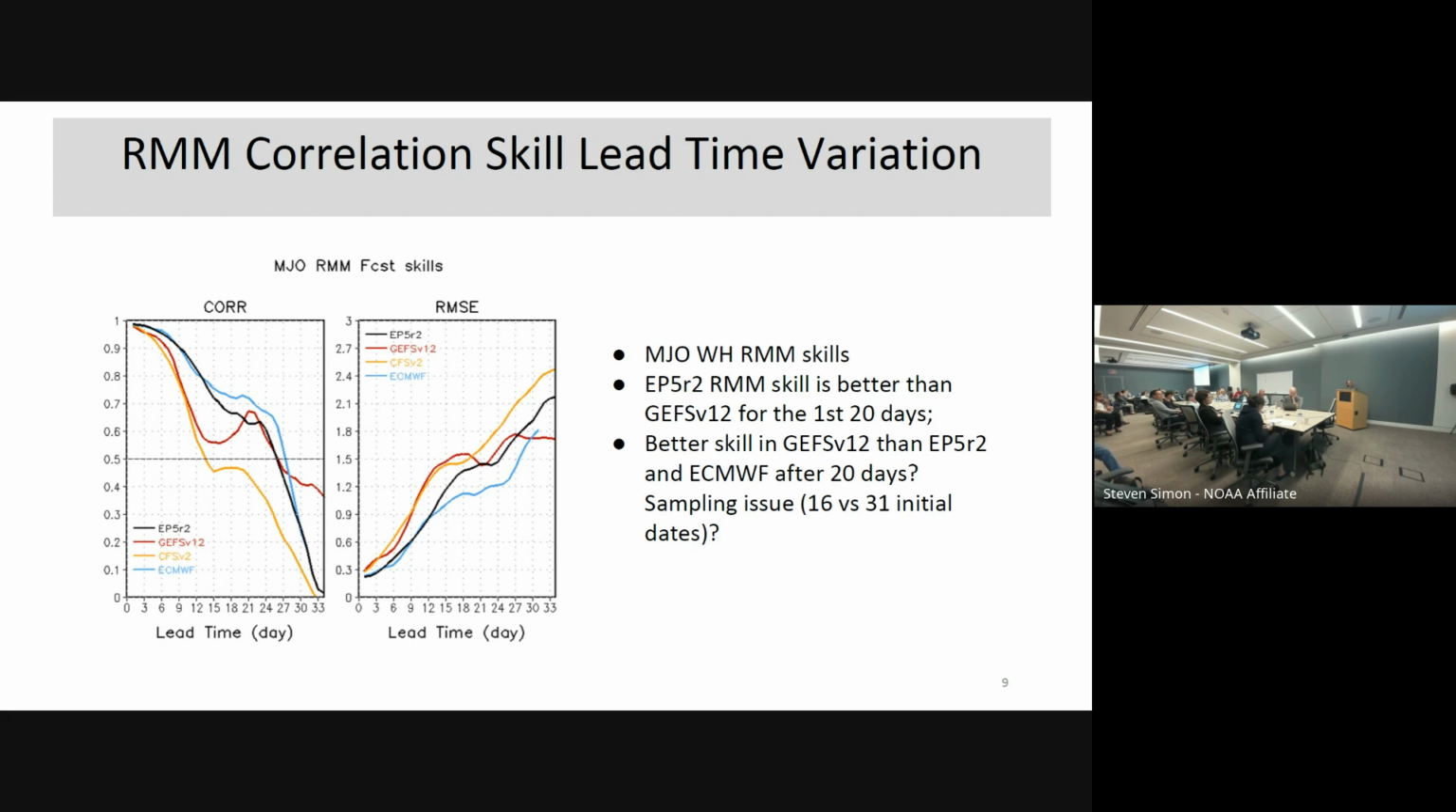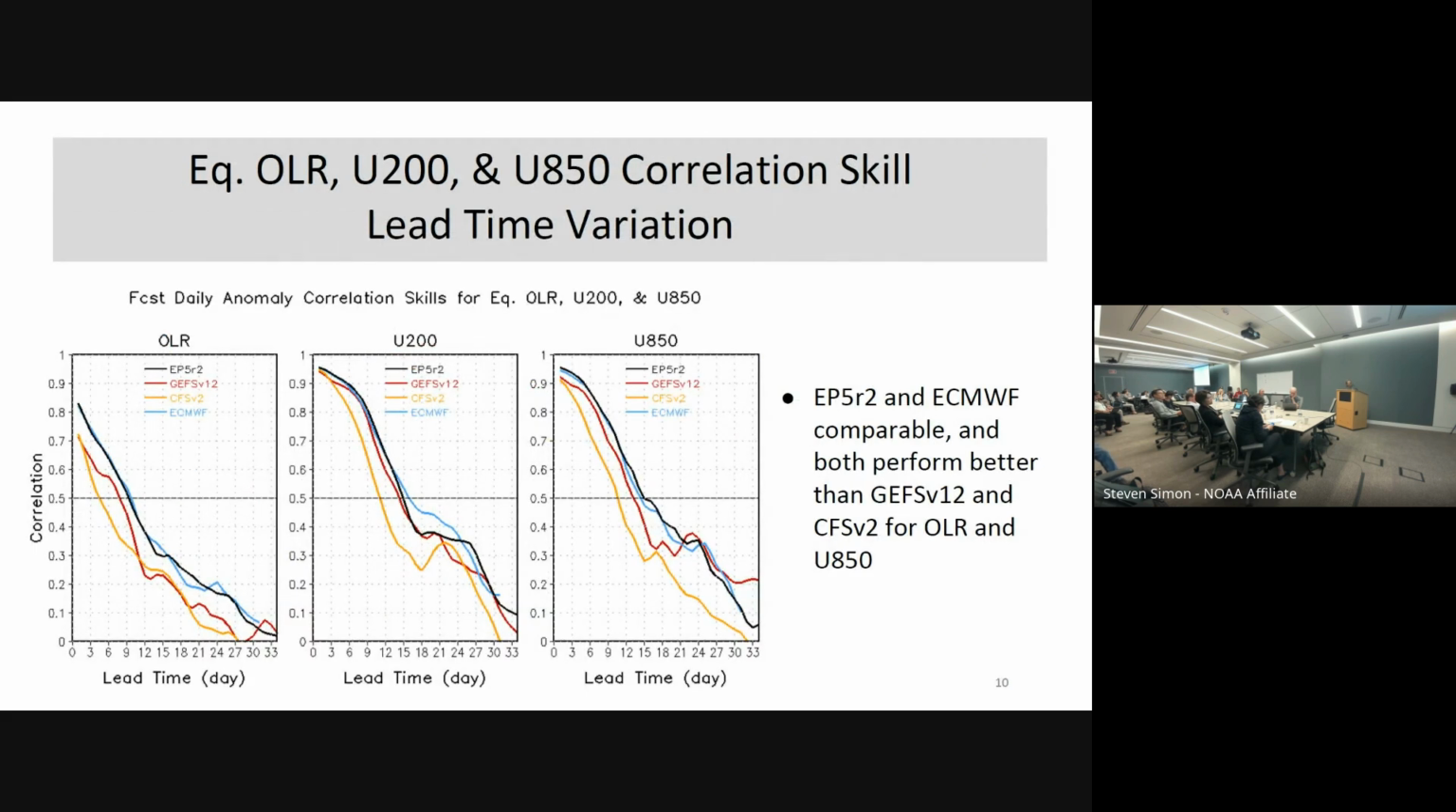For the root mean square errors, the variation is consistent with the correlations. Then here is the scales lead time diagram separated for OLR, U850, U200, to check how each of these variables contributed to the MJO scales shown in the slide before.